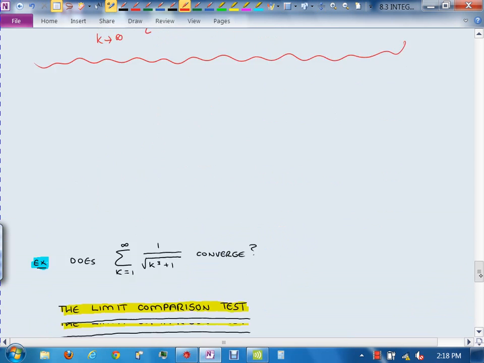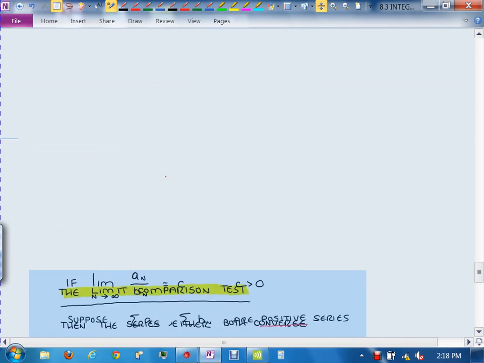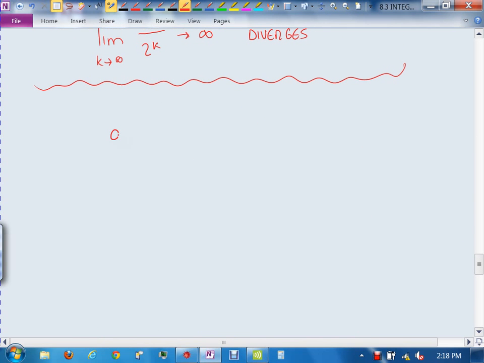What I need for comparison to work is I need to take the sequence 4 plus 3 to the k over 2 to the k, and I need to somehow try and figure out something that's bigger than it or smaller than it, right? Just take away the 4. Yeah, absolutely. That's what I would do. Good call. Take this sequence, take the 4 away. If you take the 4 away, then it'll look like this: 3 to the k over 2 to the k, right?